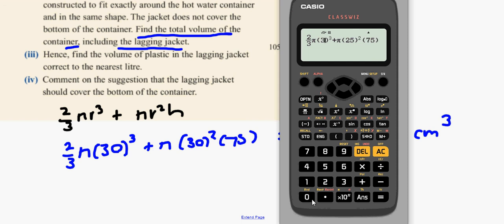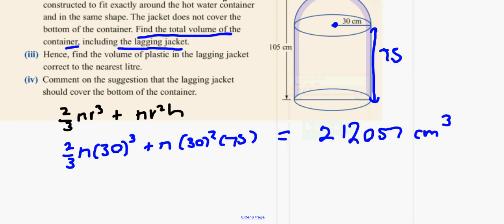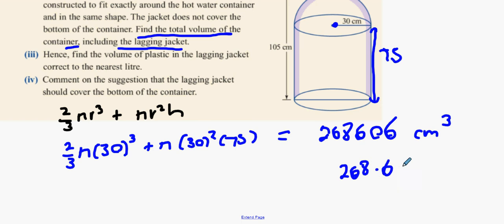30, yeah. And then the other one? 30. 268,606. Anybody get that one? Yeah. That's all I was asking you for. Just some both added together. Okay. Change that, divided by 1,000, and turn it into 268.6 liters, which is actually 269 liters.